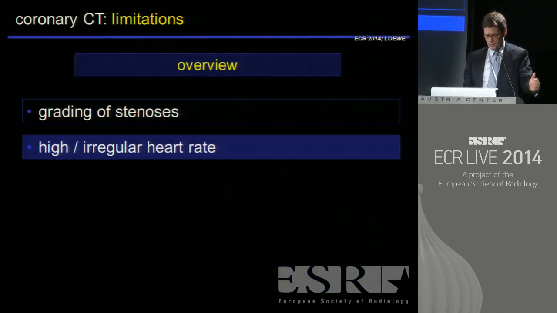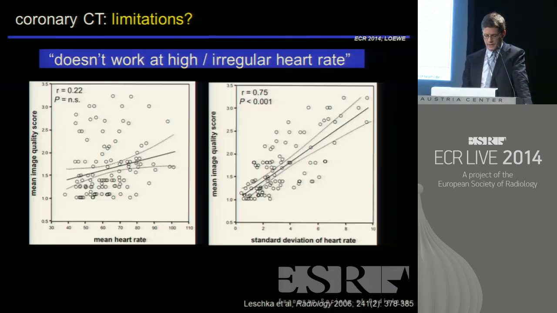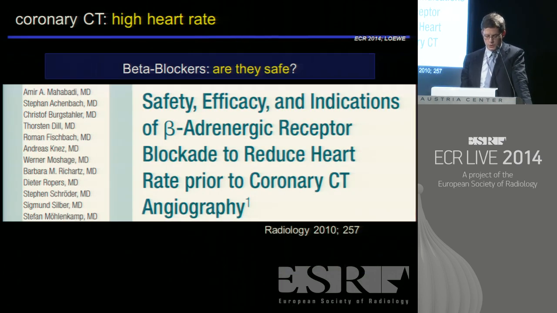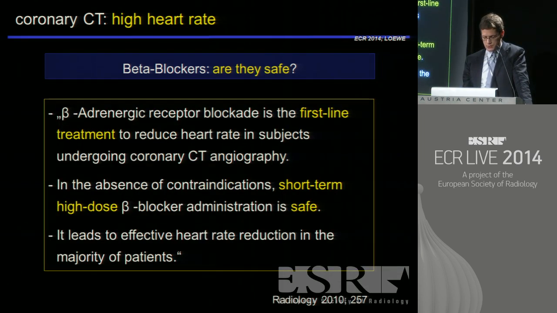What about the heart rate? I mentioned in the very beginning of my talk the relation between the heart rate and image quality. We know that since the early times of cardiac CT, the higher the heart rate, the lower the image quality will be. So this is a problem. What we do and what is really helpful is we give beta blockers to the patient, and this helps to reduce the heart rate.